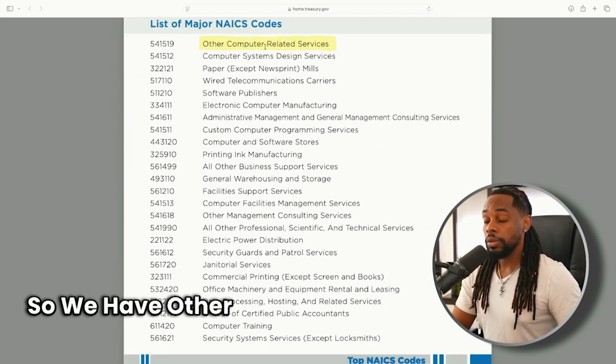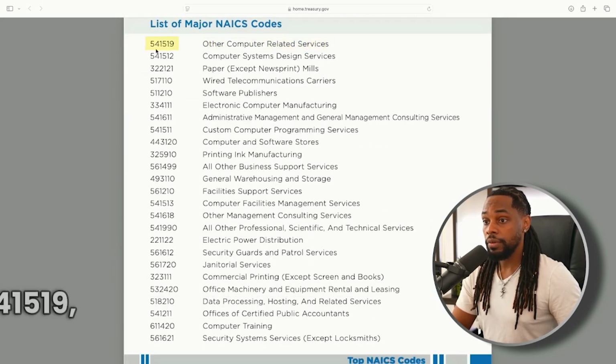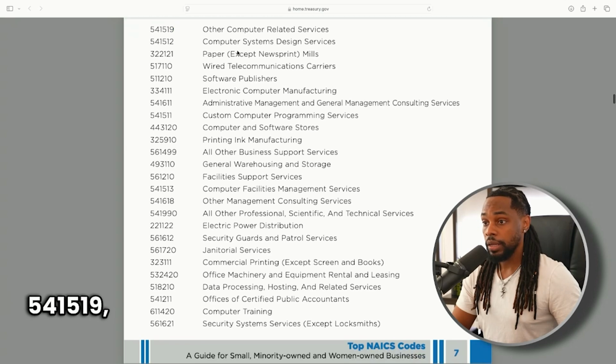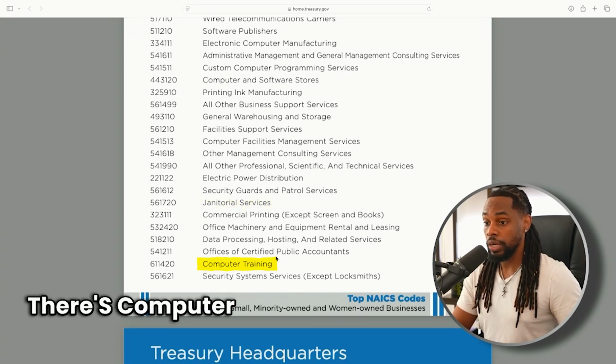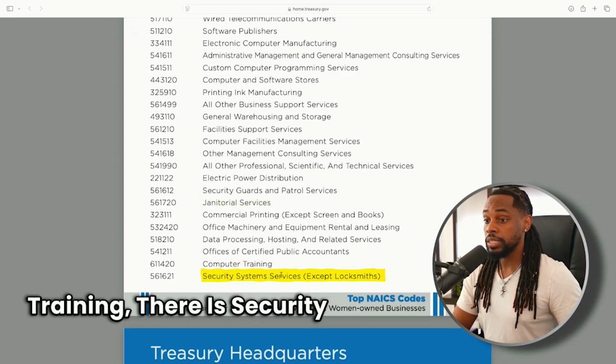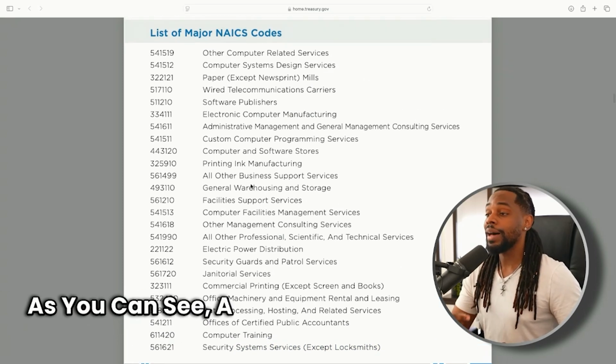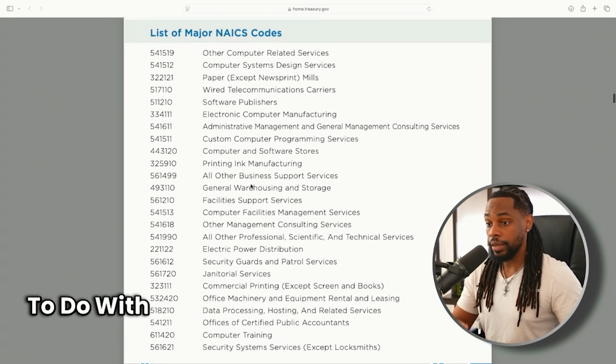So we have other computer related services, 541519, computer systems and design, wired telecommunications, software publishing. There's janitorial services. There's computer training. There is security system services. As you can see, a lot of these really do have to do with technology.